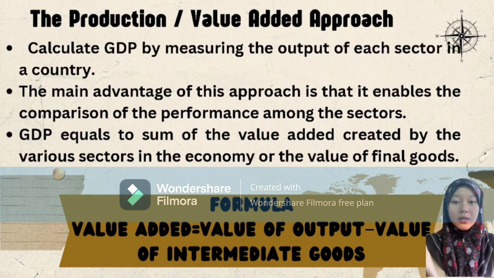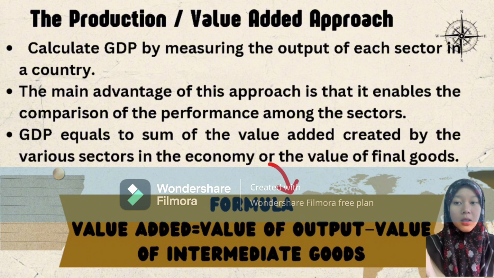The value added approach is to calculate GDP by measuring the output of each sector in a country. The main advantage of the approach is that it enables the comparison of performance among the sectors. GDP is equal to the sum of the value added created by the various sectors in an economy, or the value of final goods. This is the formula to calculate value added.